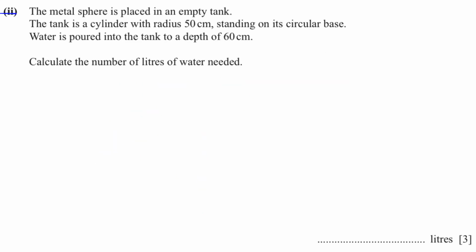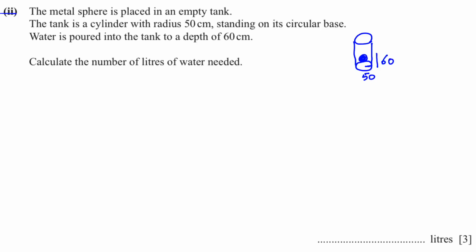Part 2. The metal sphere is placed in an empty tank. The tank is a cylinder with radius 50 centimeter, standing on its circular base. Water is poured into the tank to the depth of 60 centimeter. Calculate the number of liters of water needed. So we have the cylinder with us and we put the metal sphere in it. The radius of this cylinder is 50 centimeter and the height is 60 centimeter.